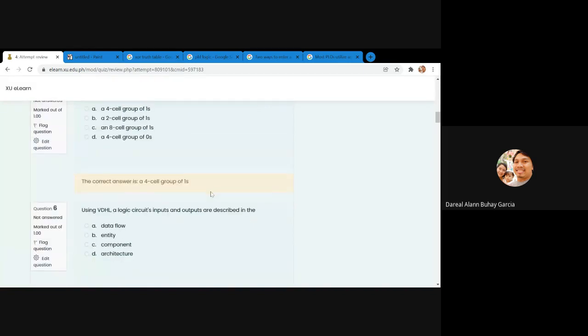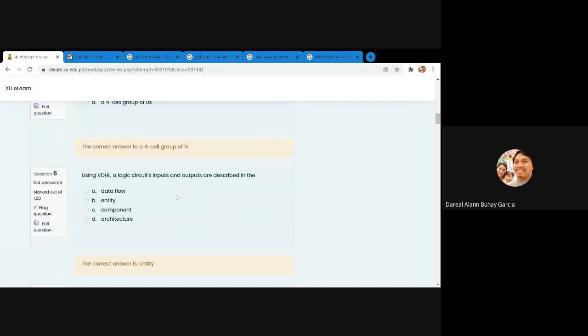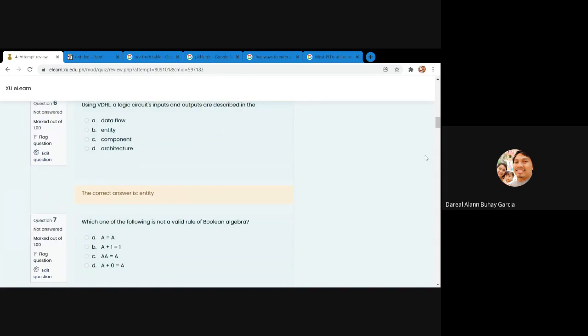So, dire, again, expect na makabutaan nyo, no? HDL, but the answer is entity. So, about this one, which of the following is not a valid rule for Boolean algebra? A, B, C, or D? Naroon sa table. Ang answer is wala sa table. C? Naman sa table ang C. Joke lang. Hindi, A.